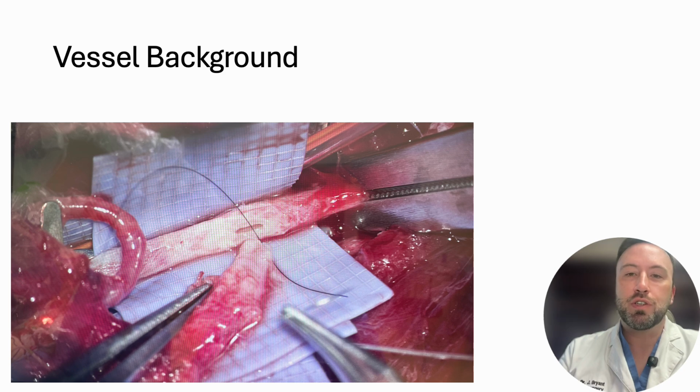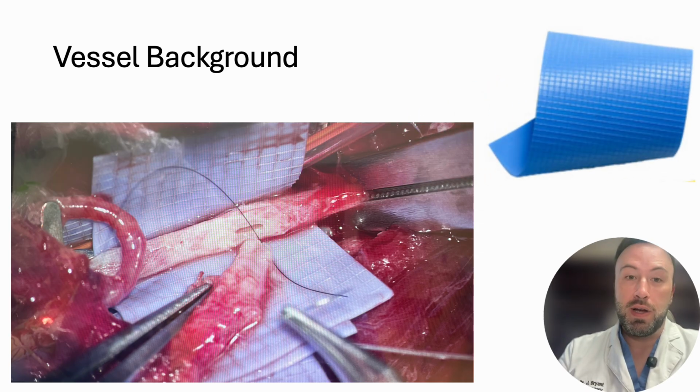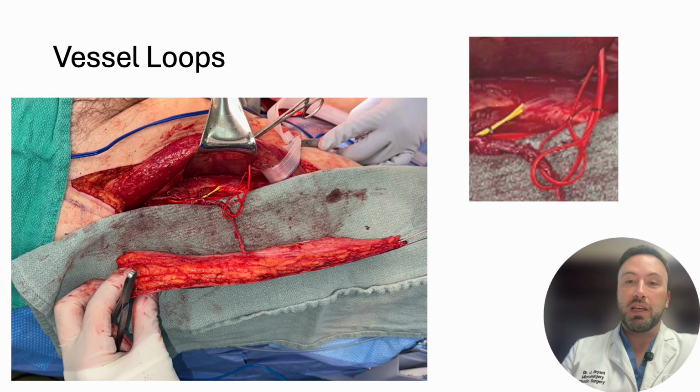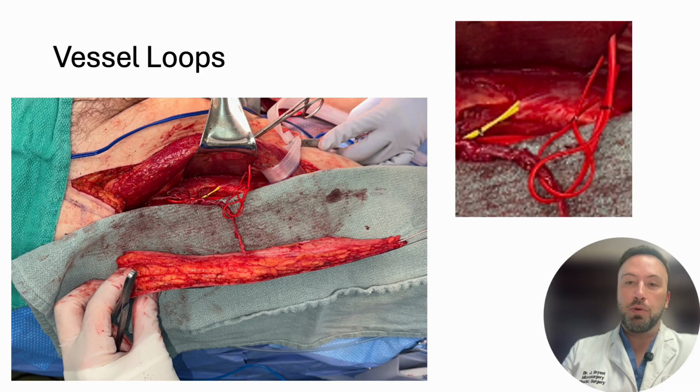The microsurgical vessel background is a flexible silicone background with 1 mm squares. These provide a high contrast background that assists in isolating and visualizing microvessels during microvascular anastomosis. Vessel loops should be available and are commonly used to label and retract vessels during free flap dissection.